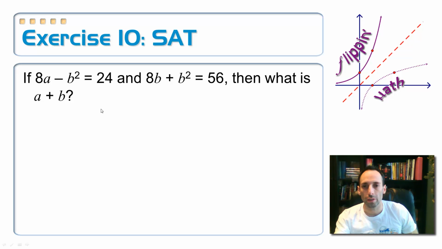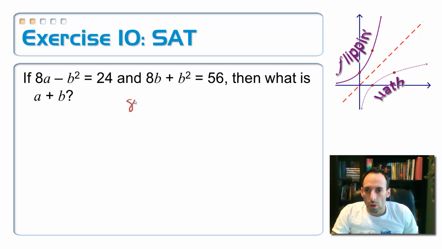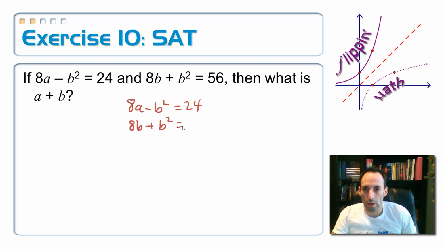We usually just want to find like a or b. So let me just list these equations out, and you see what might be done to get a plus b. So 8a minus b squared is equal to 24. And the second one, 8b plus b squared is equal to 56.